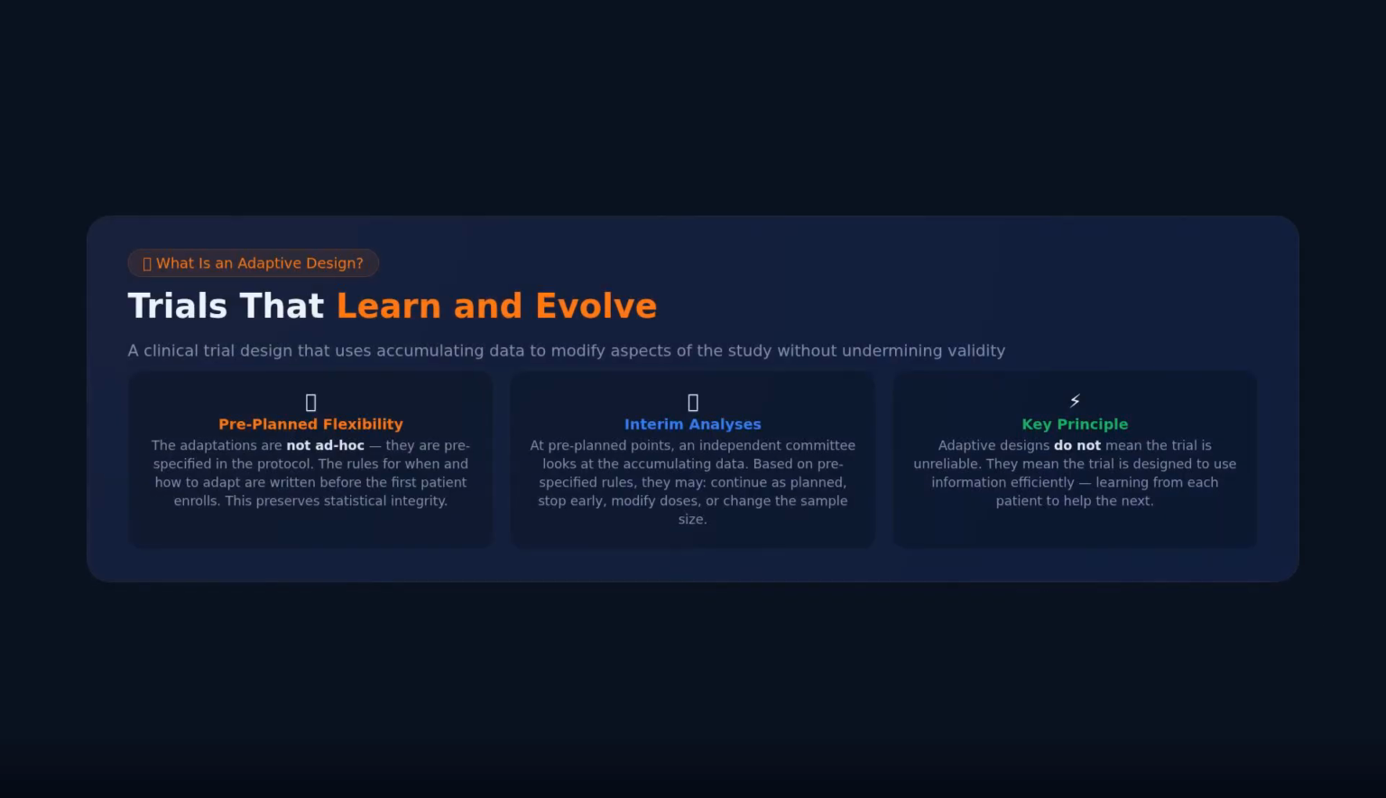An adaptive design is a clinical trial that uses accumulating data to modify aspects of the study without undermining its validity. The adaptations are not ad hoc, they are pre-specified in the protocol. At pre-planned points, an independent committee looks at the data and may continue as planned, stop early, modify doses, or change the sample size. The key principle: adaptive designs do not mean the trial is unreliable. They mean the trial is designed to use information efficiently.